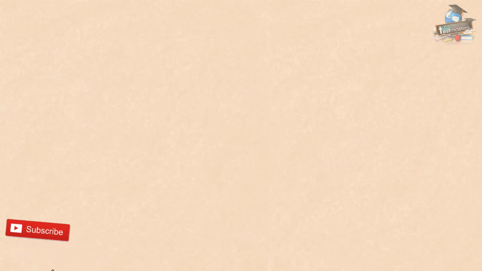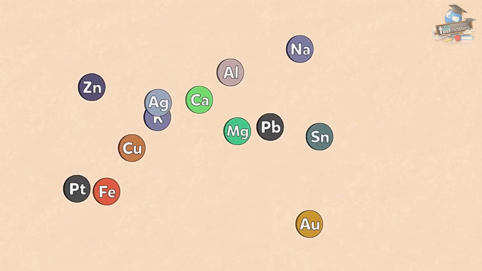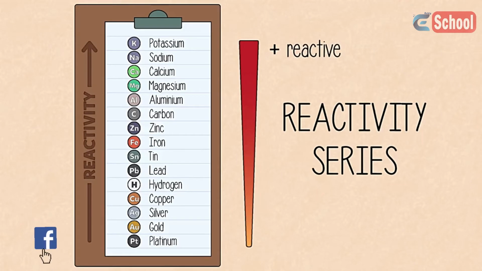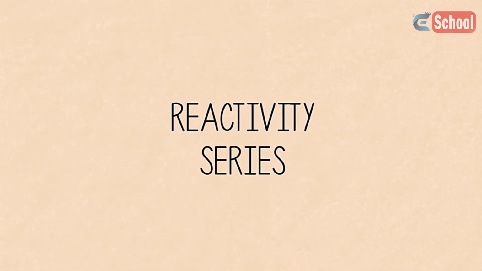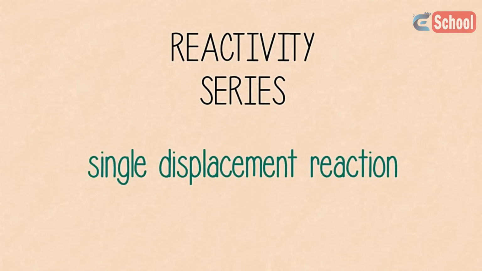We can actually organize these metals according to their reactivity. This arrangement is known as the reactivity series. The most reactive metals are at the top, and the least reactive at the bottom. We can use this series to predict whether or not a single displacement reaction will occur.